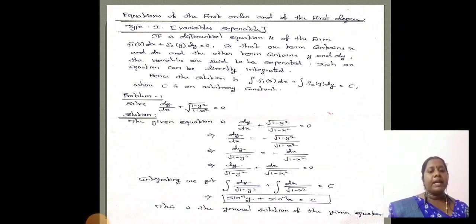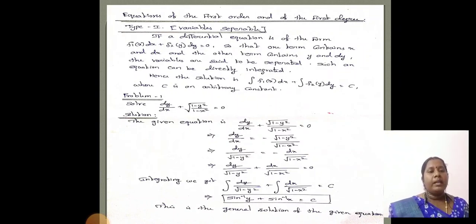Then separate the terms y and dy on the left hand side and x and dx on the right hand side. We have dy by square root of 1 minus y square equal to minus dx by root of 1 minus x square, which implies dy by root of 1 minus y square plus dx by root of 1 minus x square equal to 0.